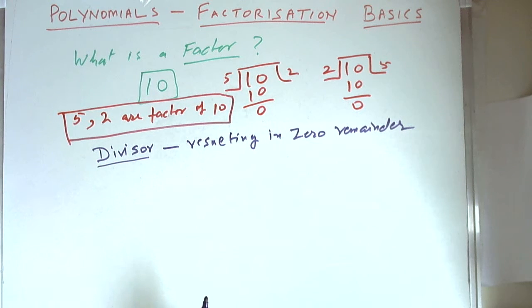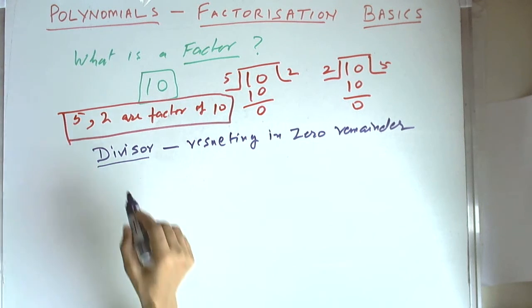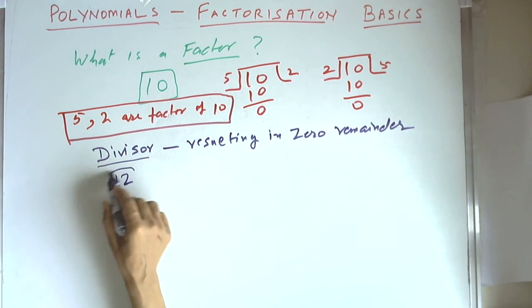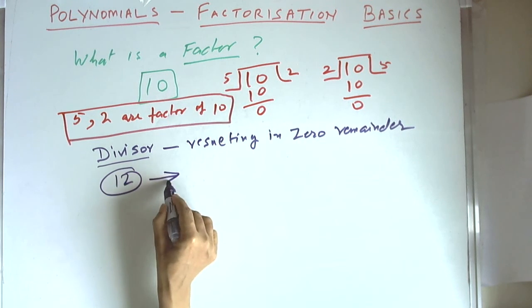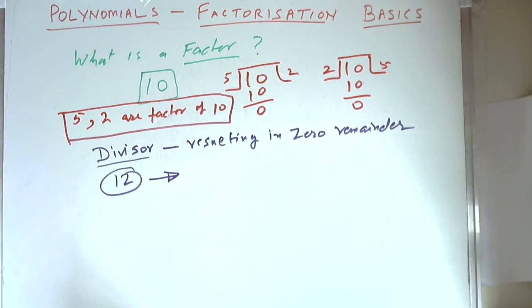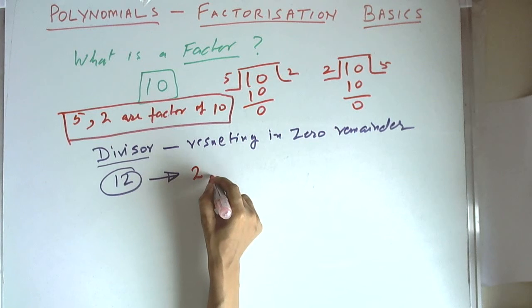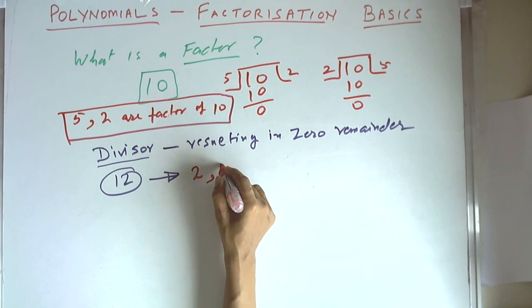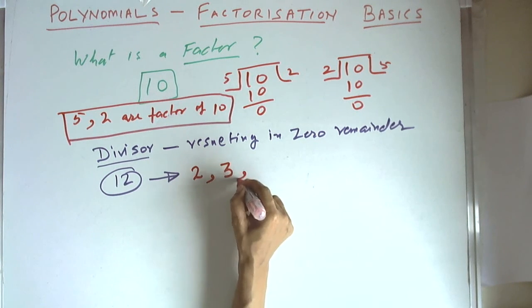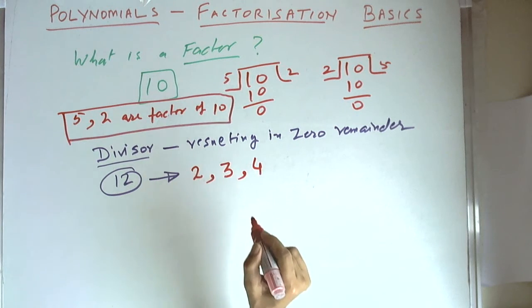Take another example. Say we take number 12. Now what are the factors of 12? Which are the numbers by which we can divide 12 and get 0 remainder? If we divide 12 by 2, we know the remainder will be 0. If we divide by 3, the remainder will be 0. Divide by 4, we know the remainder is 0.